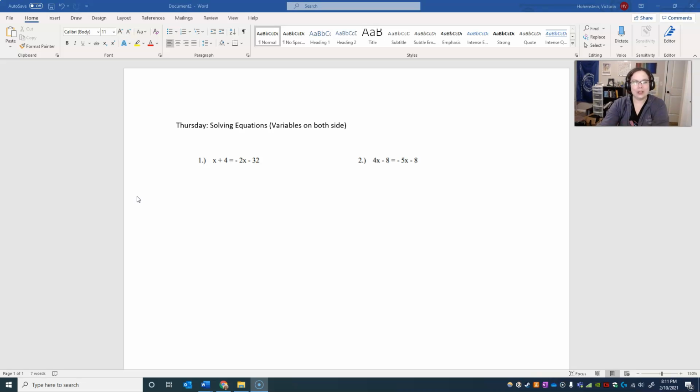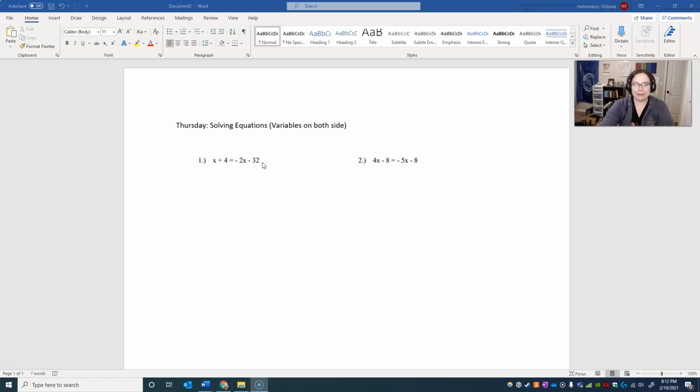Hey Algebra! What we're going to be working on today is a continuation of solving equations, but instead of all of the variables being together on one side already, these have variables on both sides. To work as an example, I have the first two problems from your suggested work for Thursday.